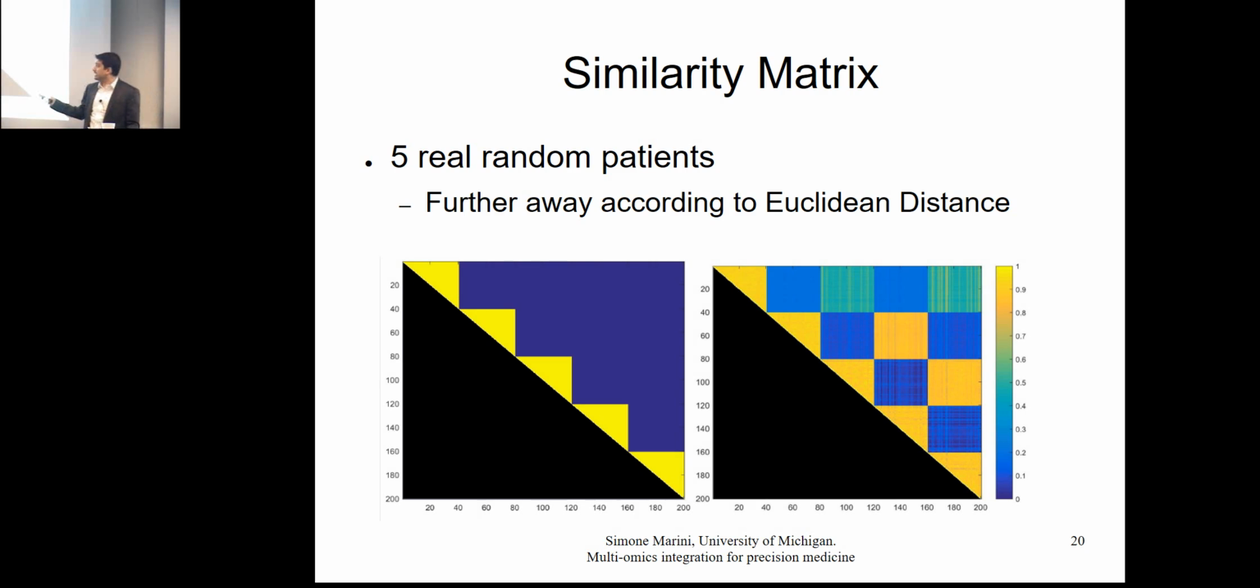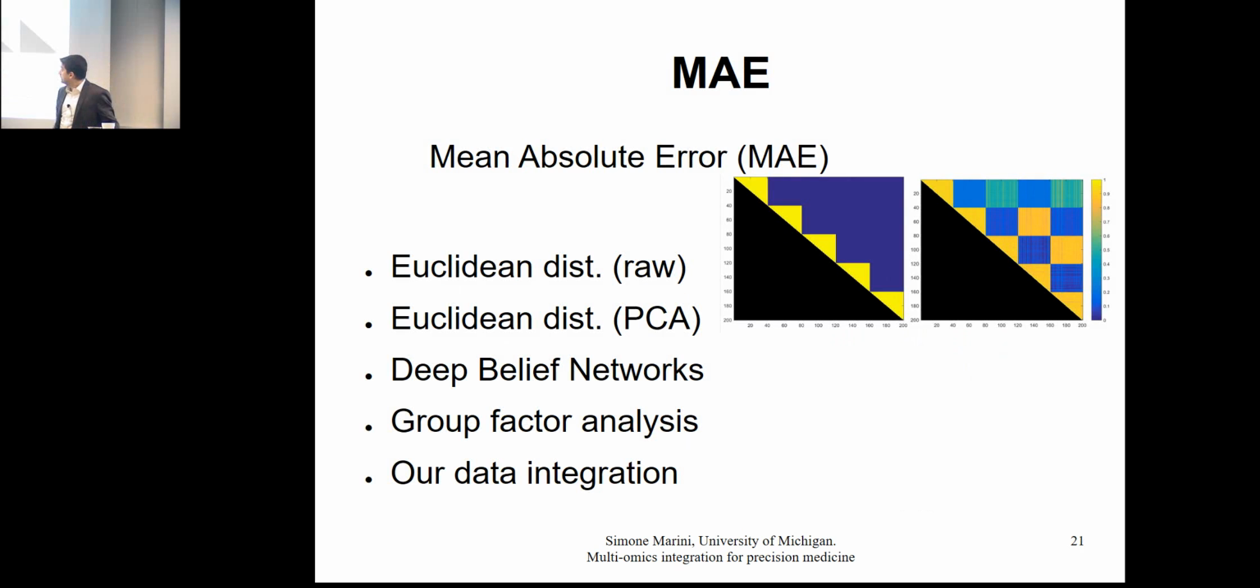There are similarities which shouldn't be, okay? And I can measure the mean absolute error out of all the elements of this matrix and have a general measure of how the matrices are similar. And this is exactly what I did, not just with the method for data integration that I described before, but also with other similarity methods.